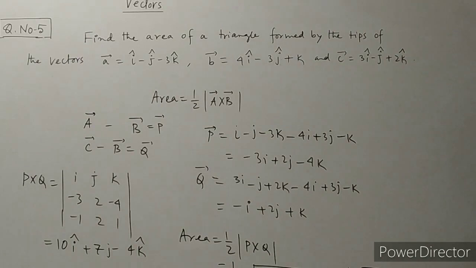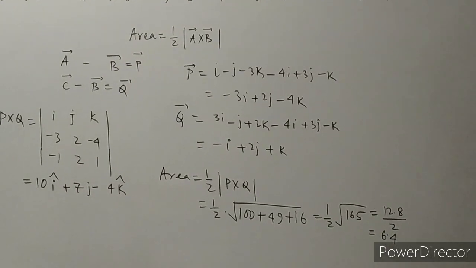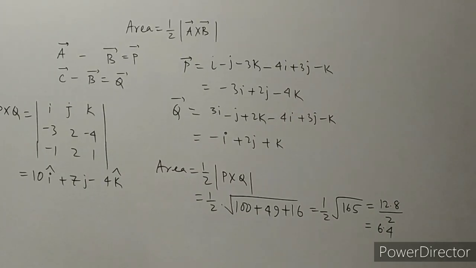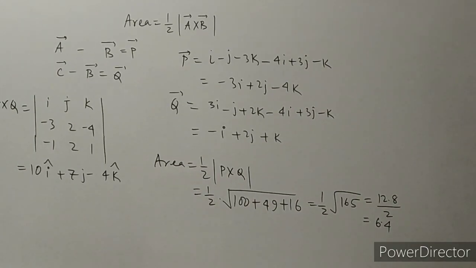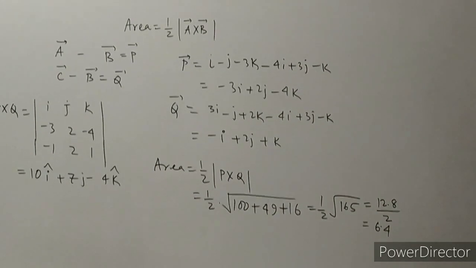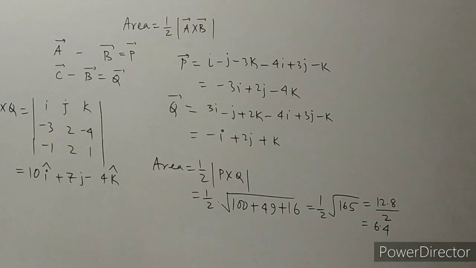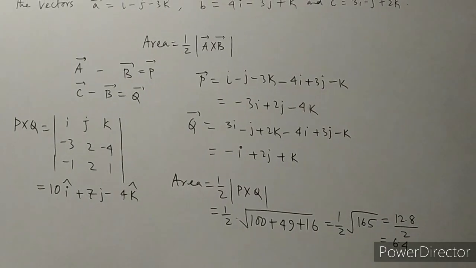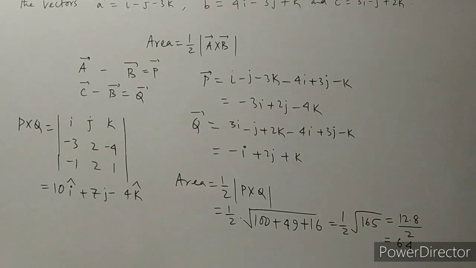If units are given, you can take the unit as square unit or square meter. If centimeter is given, then you can use square centimeter like this. Fine. So first of all, what we have to do? A minus B is P, C minus B is Q. Out of three vectors, first of all you have to calculate two vectors. After getting the two vectors, we determine the cross product P cross Q, which is equal to 10i plus 7j minus 4k.